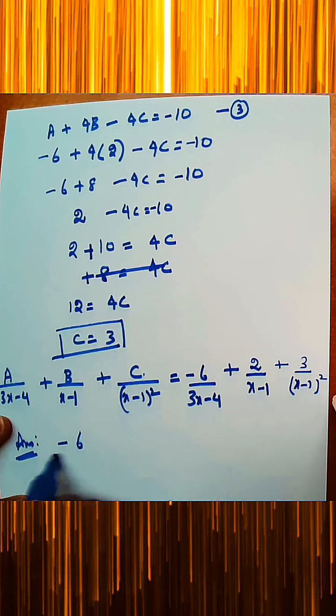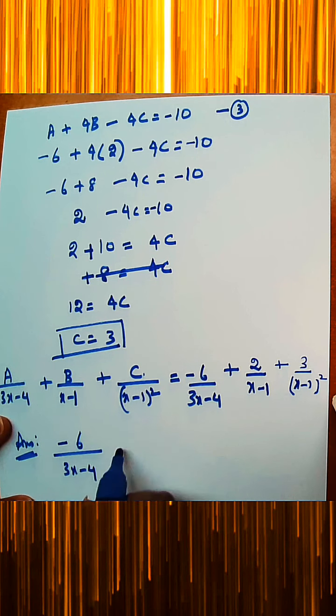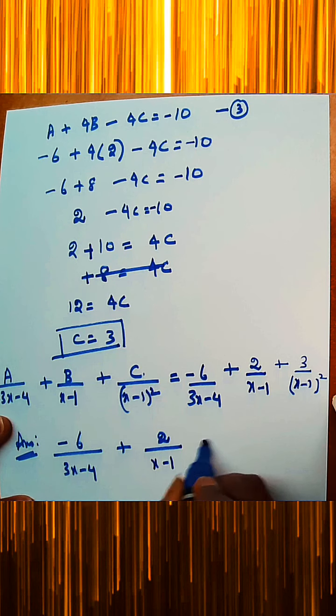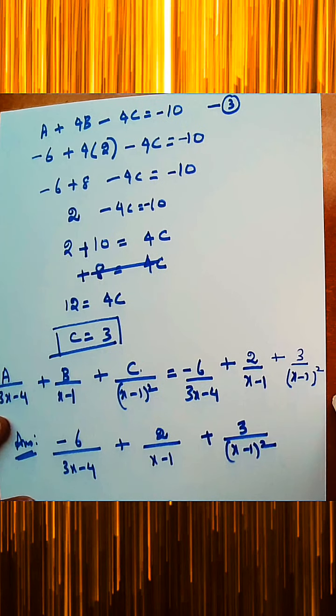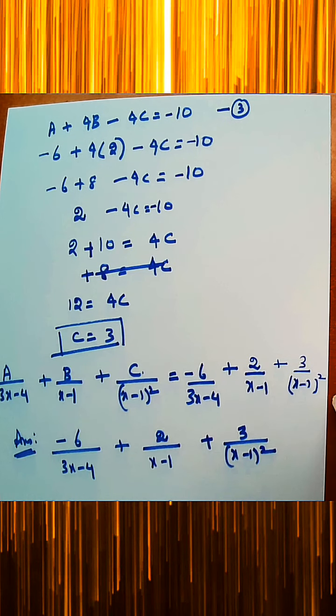I'll rewrite the answer. It is minus 6 divided by 3x minus 4 plus 2 divided by x minus 1 plus 3 divided by x minus 1 the whole square. You can check from your textbook. Alright, this is the answer.